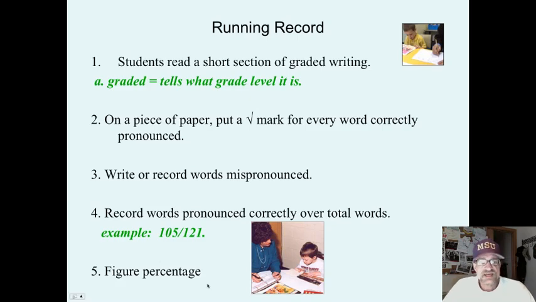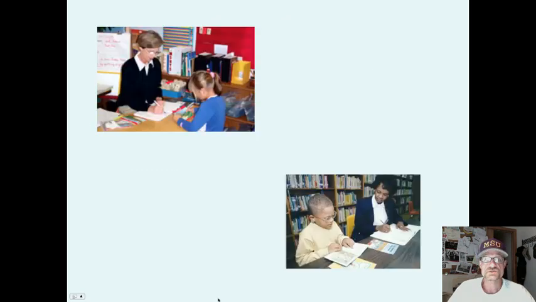And then you have a record of the words pronounced correctly over the total words. For instance, there were 121 words, and you want your selection to be around 100 words, more for older, less for younger. 105 over 121, well, you do the division, and you give yourself a percentage.